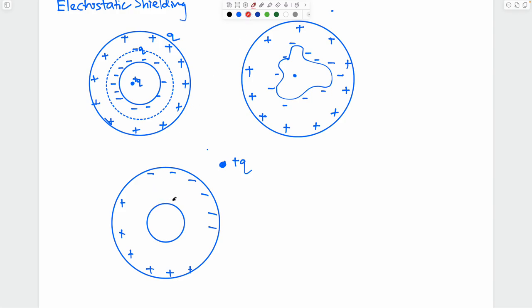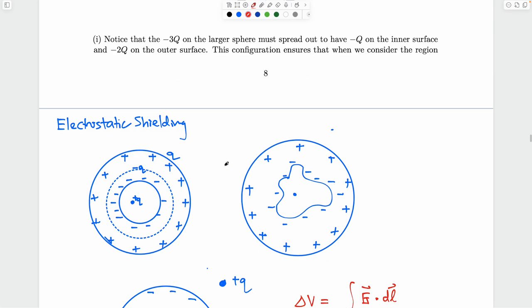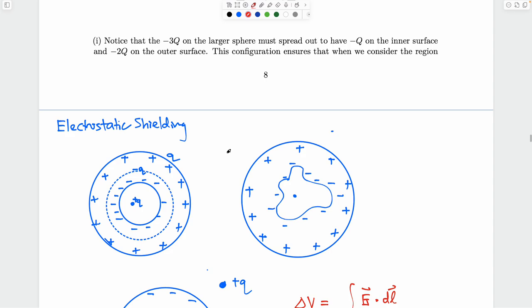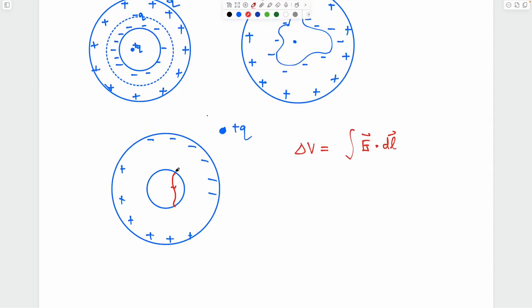The reason is, the proof is quite simple. If you draw any arbitrary line going from point A to point B, it tells us that the potential difference delta V should be the integral of the field dotted with the path. But we know from property number 4 that all points on the conductor must be equipotential by definition. So between point A and point B, there's no potential difference. And it doesn't matter what path you take.